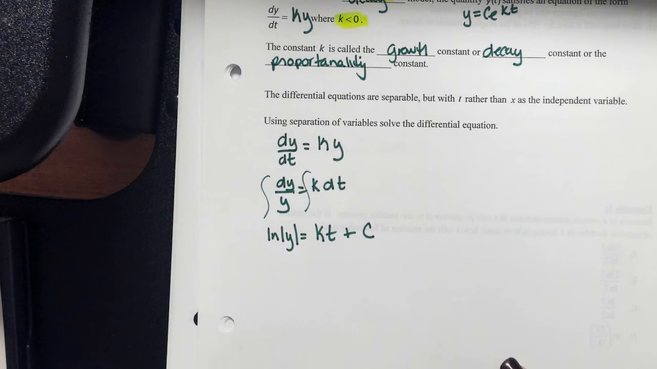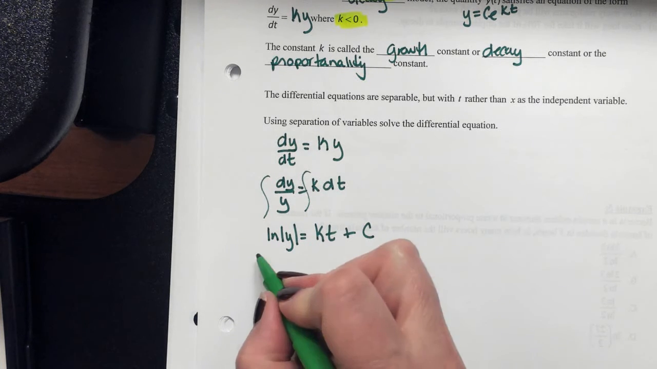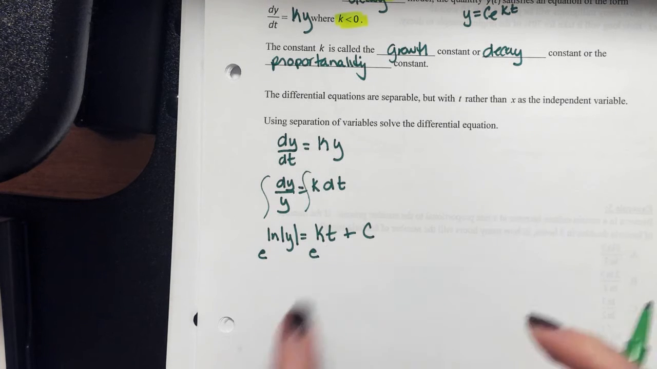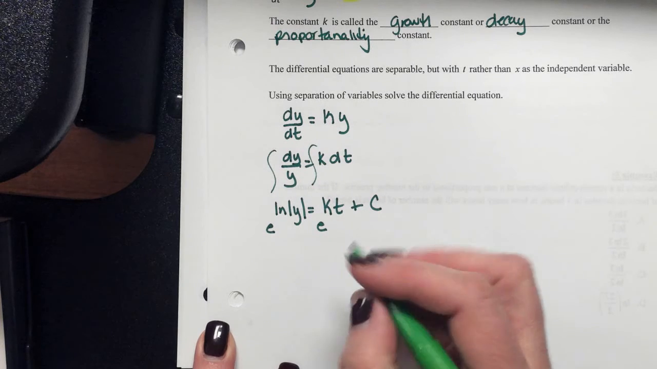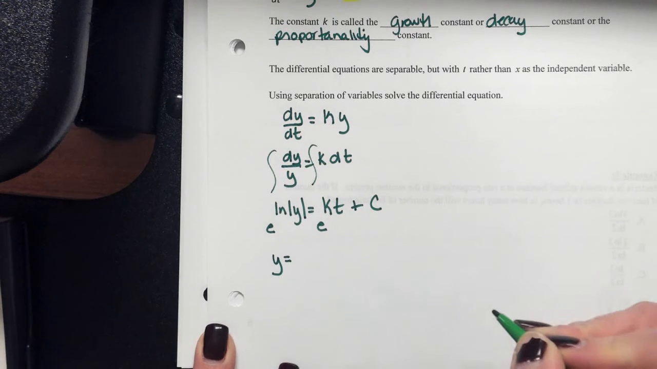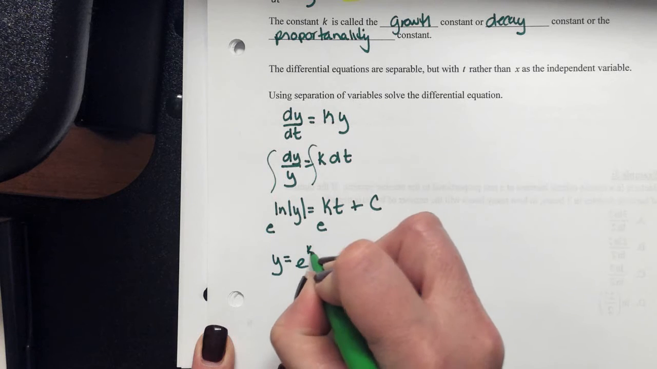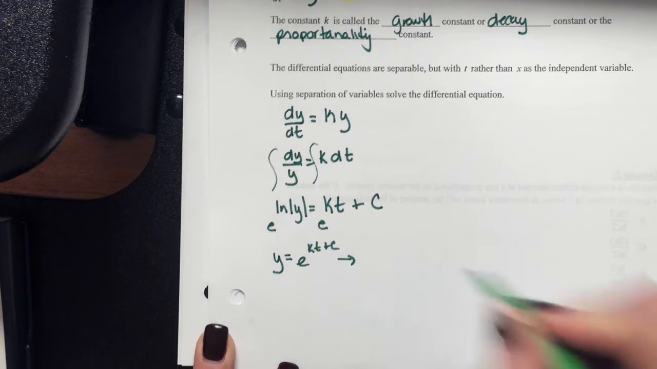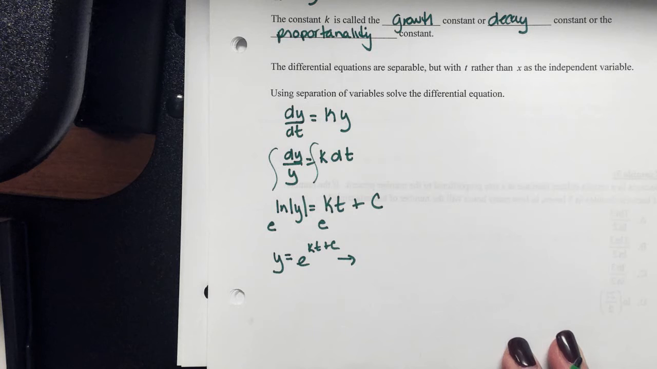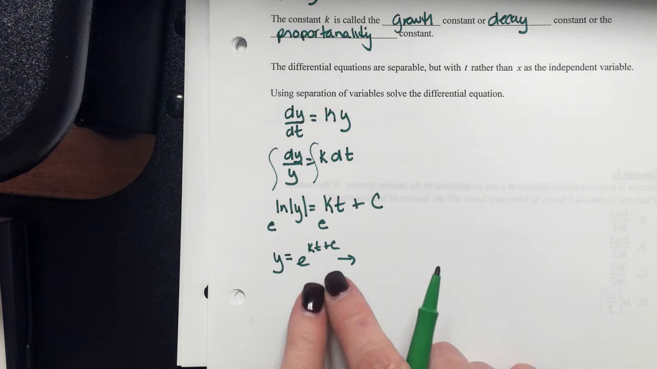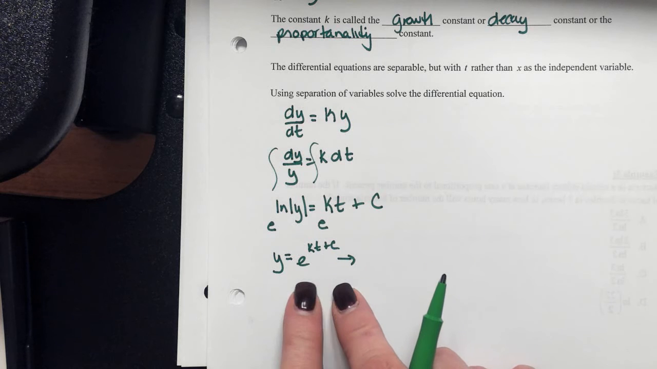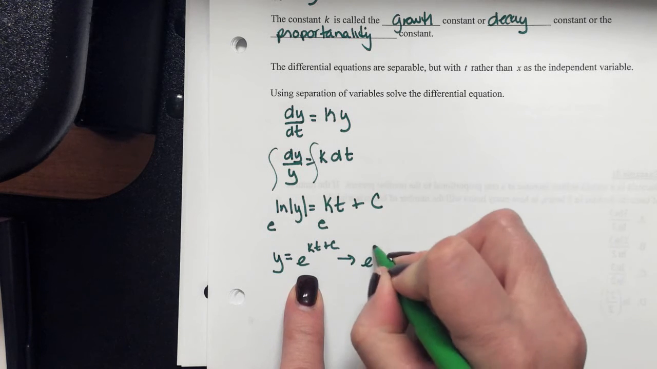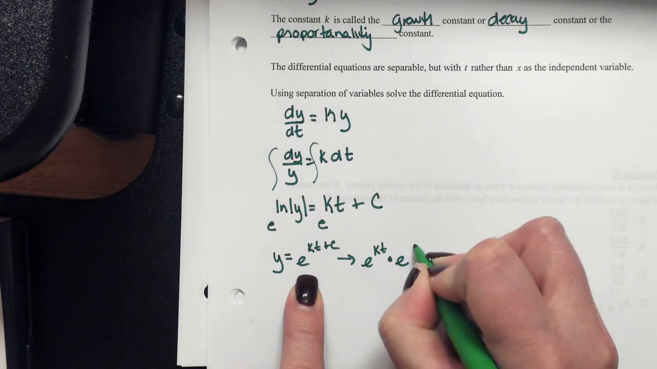What are we going to now do to solve for y? Because remember, the idea is you want to solve for y. Raise both sides to the base of e. Remember, kt plus c is in the exponent. So e raised to the ln of y is just going to be y is equal to e raised to the kt plus c. We talked about this when we were doing our separation of variables. Remember your properties of exponents. When do you add exponents together? When you do what with your bases? When you multiply them. So this is equivalent to e to the kt times e to the c.